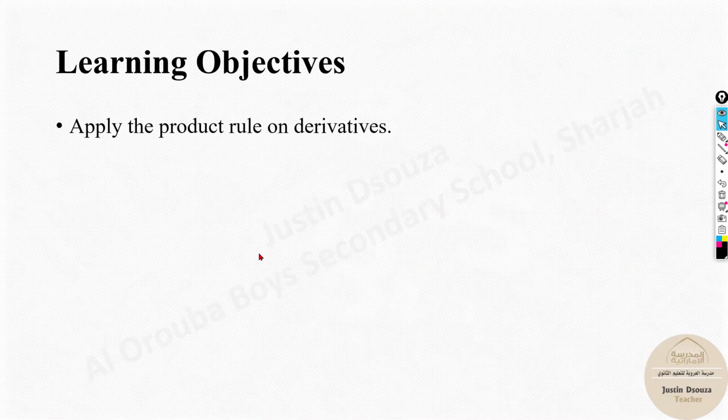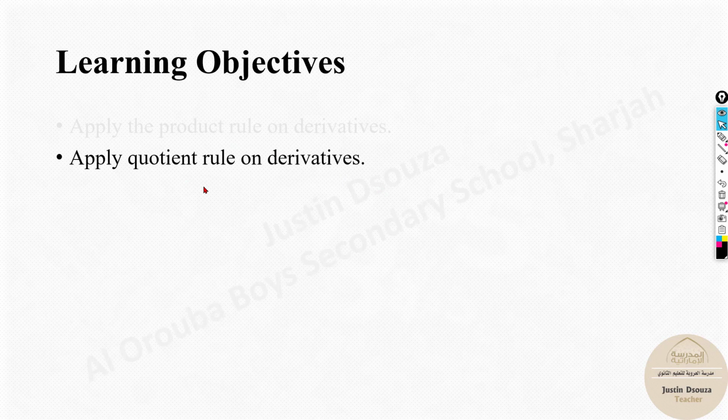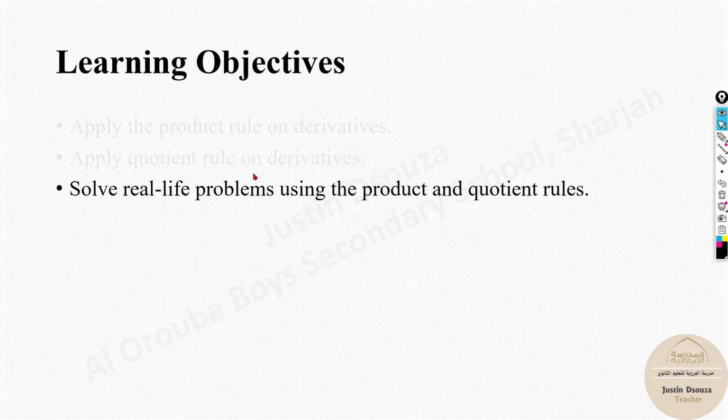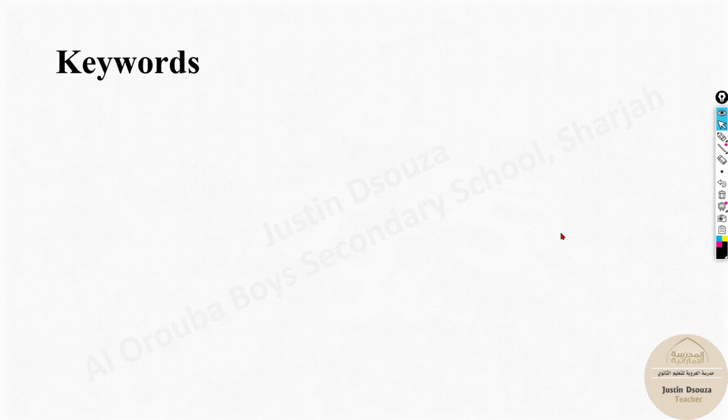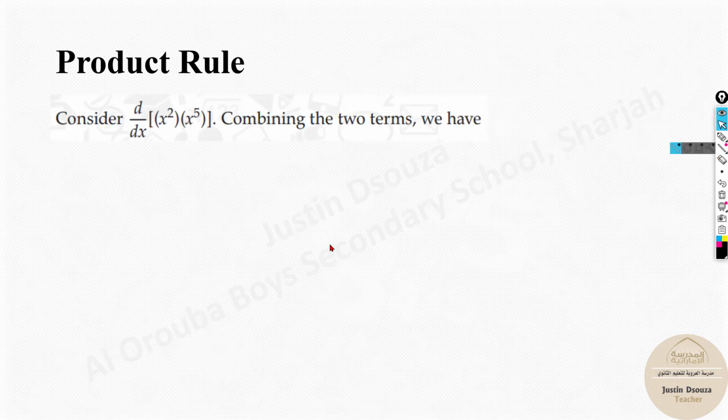The learning objectives are to apply the product rule on derivatives, apply quotient rules on derivatives, and to solve real life problems using product and quotient rules. So these are the 3 objectives which we'll be covering in this lesson. And the keywords are product rule, quotient rule, revenue. Now here, product rule. Let me just show you the rule.